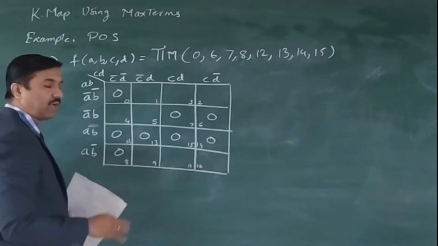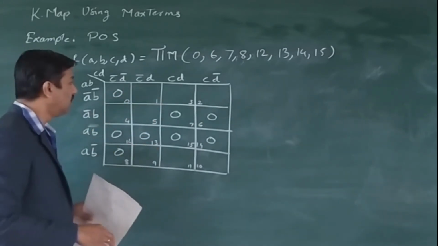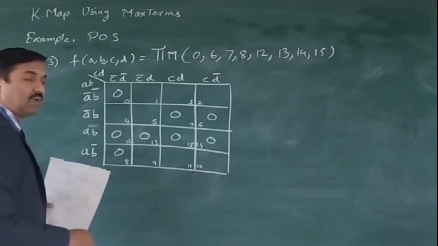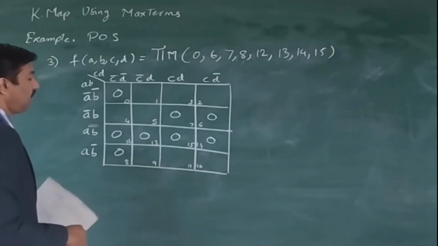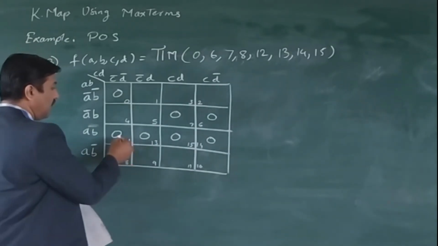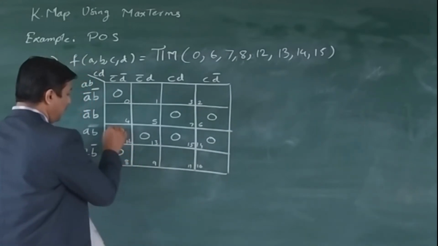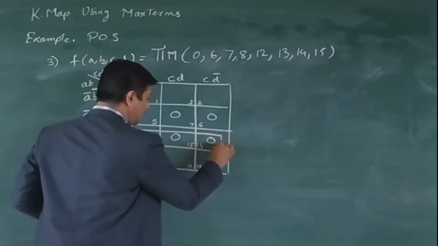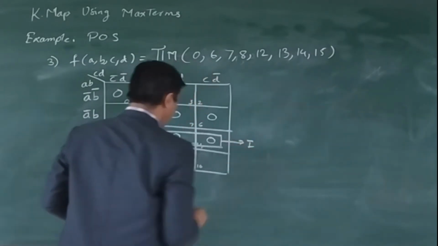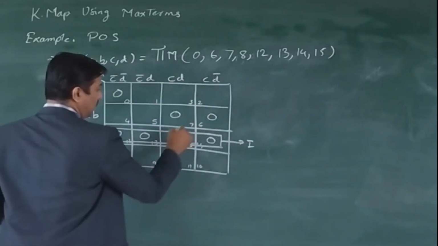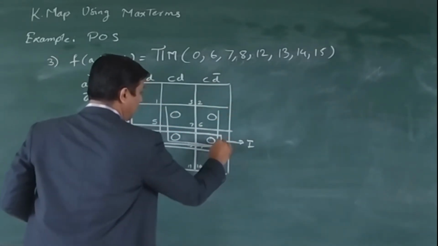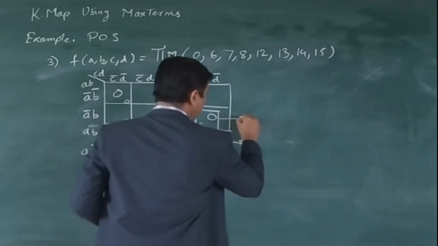The remaining cells you can put as 1, or you can just leave them, so that grouping becomes much easier. Now go for the grouping of those max terms. So here you can see there are 4 zeros present. So let me group all these 4 zeros. Okay, so I term it as 1. Now the next, there are another 4 zeros present.